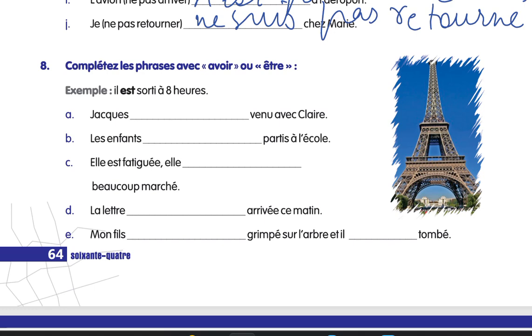Okay, this is: Complete phrase avec avoir ou être. Now you have to decide whether être will come or avoir will come. Jacques, venir: Jacques est venu avec la. Les enfants sont partis. Okay? Elle est fatiguée. Elle a beaucoup marché. La lettre est arrivée. Mon fils est là, sur l'arbre, grimpé sur l'arbre.